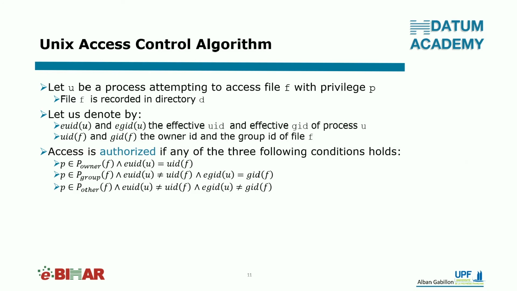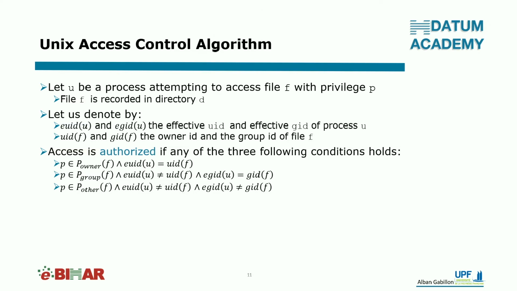The second condition says that if the owner of file F is not the user on whose behalf the process runs, and if the group of file F is the effective group of the process, and if privilege P is included in the group privileges of file F, then access is granted.